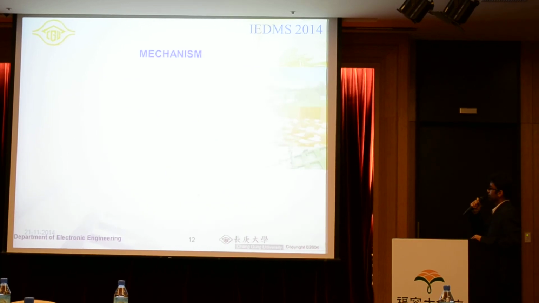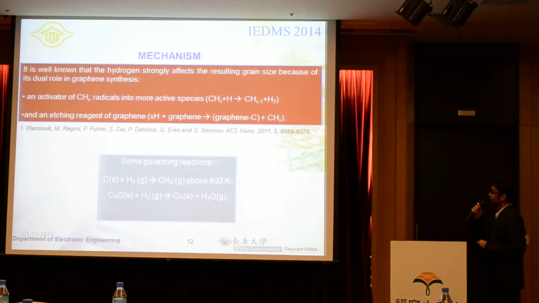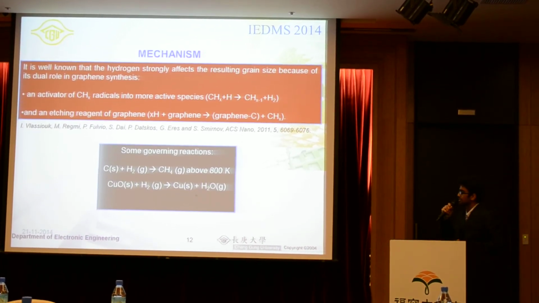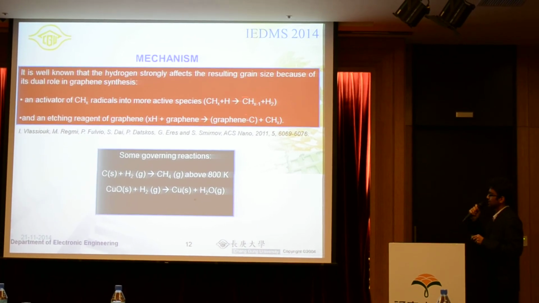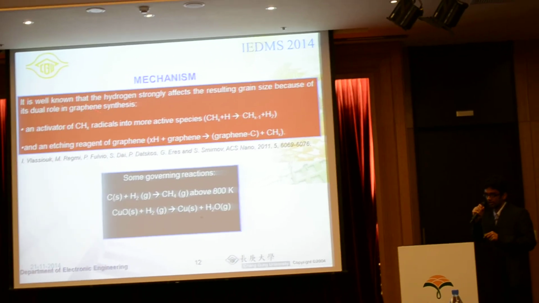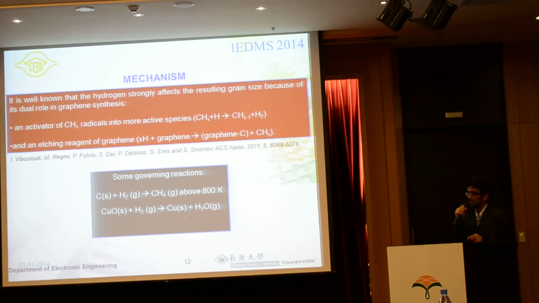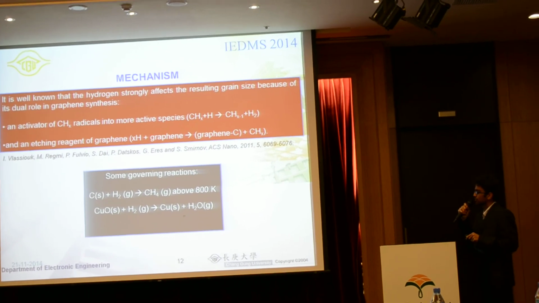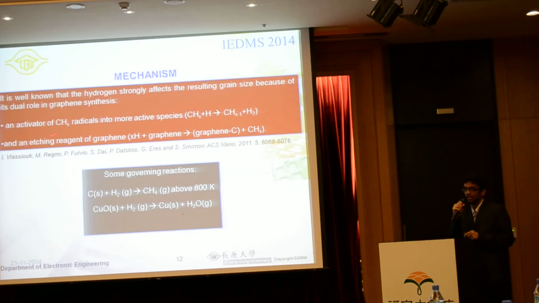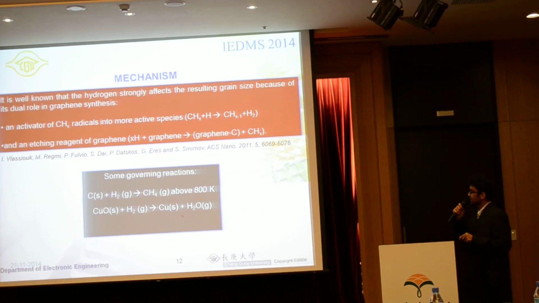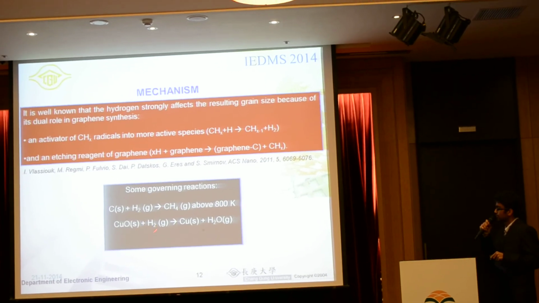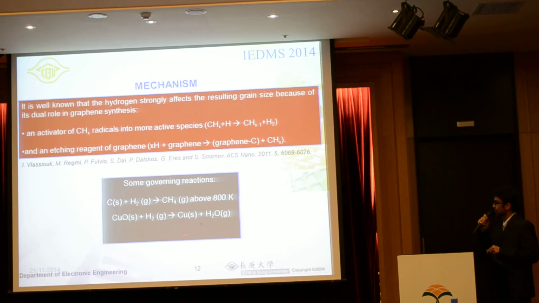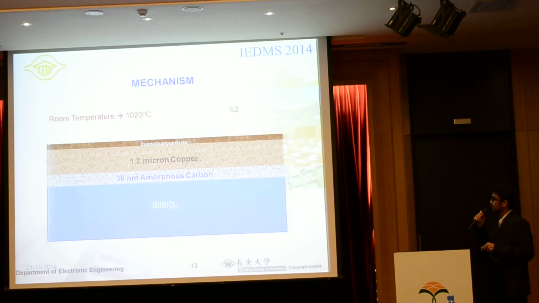So now we move on to the mechanism. There are two important aspects of the mechanism. The first one is hydrogen, which not only acts in the CHx radical form, the reason why we form carbon species, but also etches out graphene. So we have to take care about the amount of hydrogen we are using. The second governing reaction is that hydrogen reacts with carbon to give carbon species, and also reacts with the native copper oxide to give only copper.